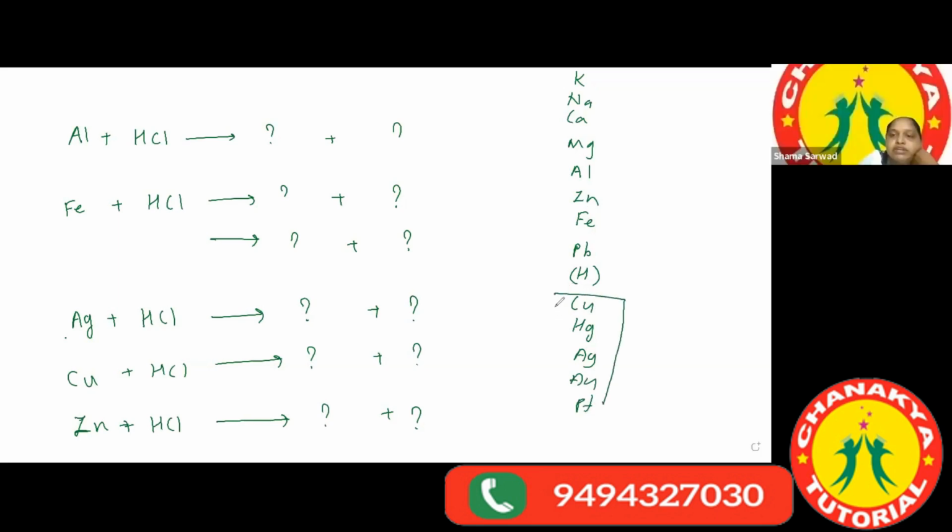A metal below hydrogen cannot displace hydrogen in HCl, in H2SO4, and even not in HNO3. So only the metals above hydrogen can displace hydrogen. So this reaction with HCl and the metal would happen with these metals only. This metal will not show a reaction with HCl. Keep it in your mind. Whatever I have written, potassium, sodium, calcium, this is the reactivity series of metals.